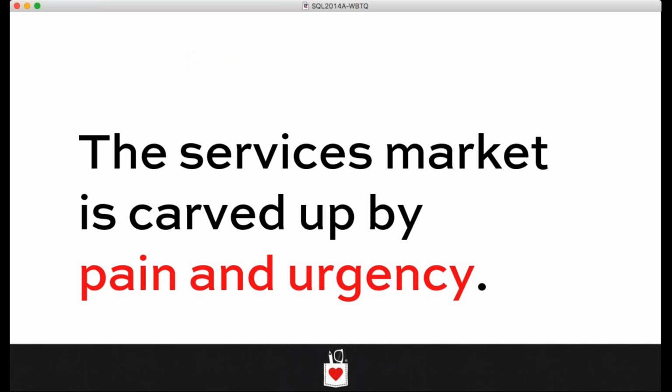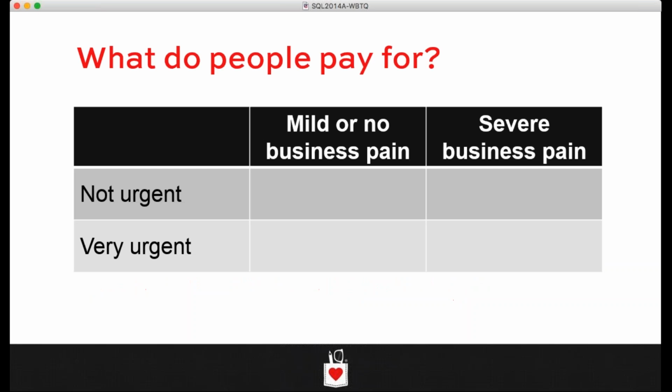Odds are you're starting to notice a pattern here. The more severe the pain is, and the more urgent it is, the more likely money's going to be involved. The less urgent it is, and the less painful it is, the less likely money is going to change hands here. The services market for IT, and really all kinds of services, break down into this little four-part grid.